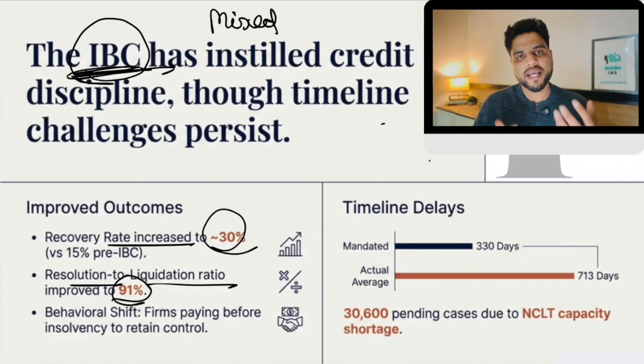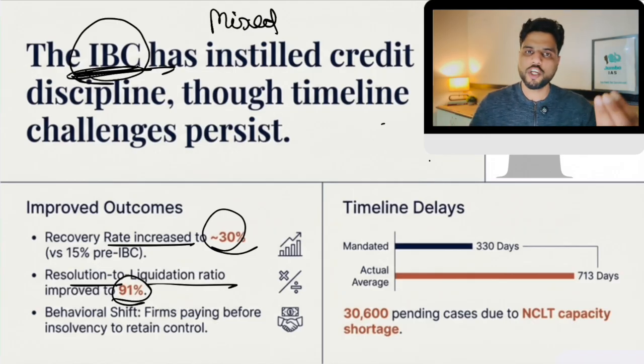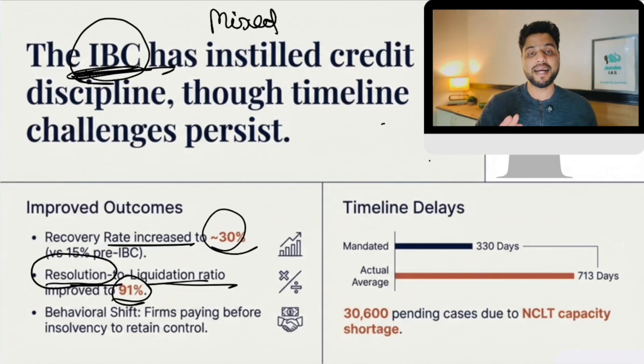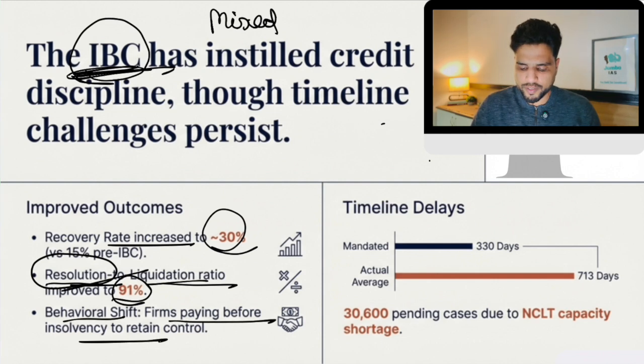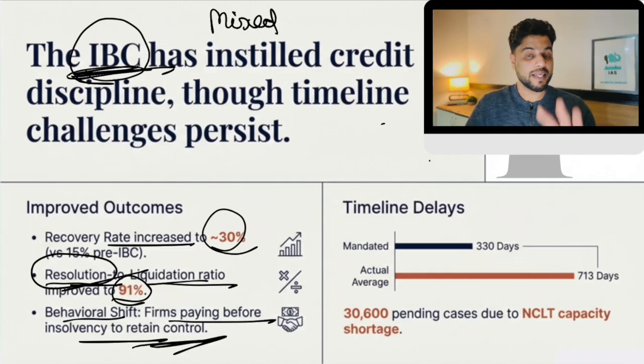Rather than liquidating an entire company, so if a company has gone bankrupt, banks generally go the route of liquidation, which means they sell everything that this company owns and then take that money to resolve their NPA issue. But now banks are moving more and more towards resolution, so that the bad debt, the NPA, is resolved. This is a good sign. There is also a behavioral shift: firms paying before insolvency to retain control. So IBC has improved recovery of money by banks from bankrupt entities.